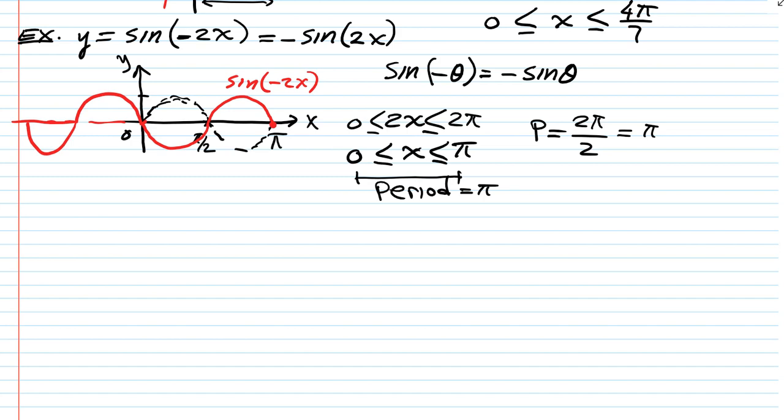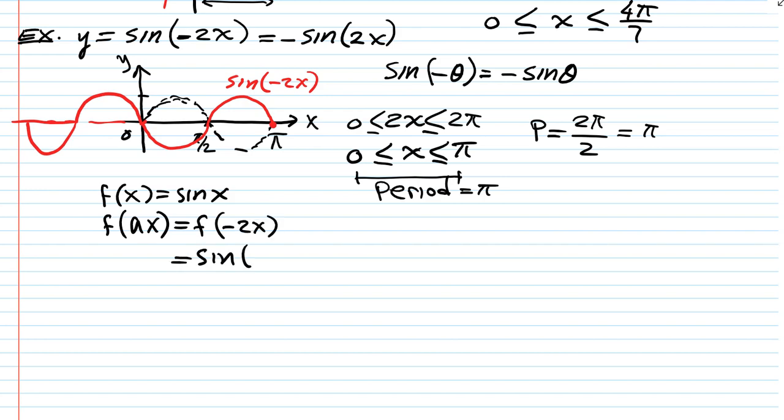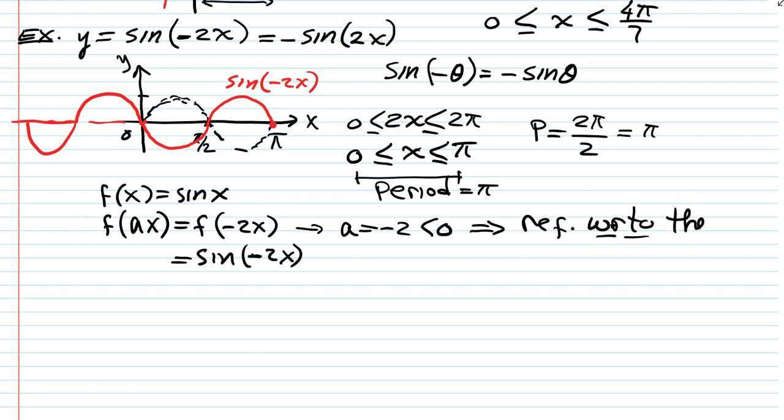Now, we can also think of this as f of ax, right? Where f of x is just sine x. F of ax, now that would be f of negative 2x, which makes it sine of negative 2x, right? I can view sine of negative 2x this way. Now, in this form, a is negative 2, which is less than 0, so the consequence is a reflection with respect to the y-axis, correct? So I could have graphed it this way.